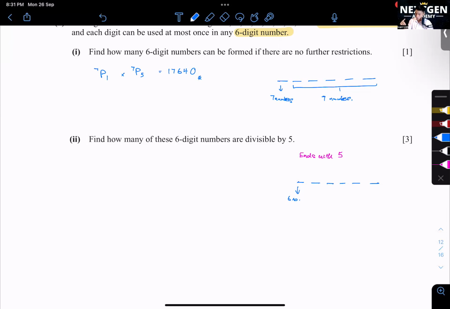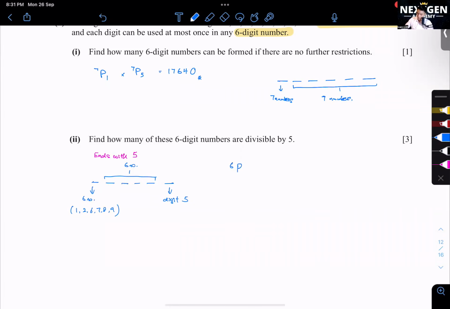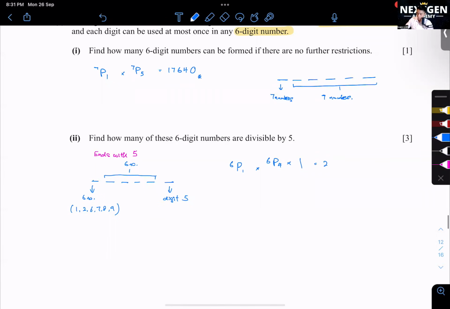So it is 1, 2, 6, 7, 8, 9. This one I end with digit 5. After I use 2 numbers, how many more digits do I have? 6 more numbers. Therefore the first one over here will be 6P1 times 6P4, then times 1. You get 2160 for this.